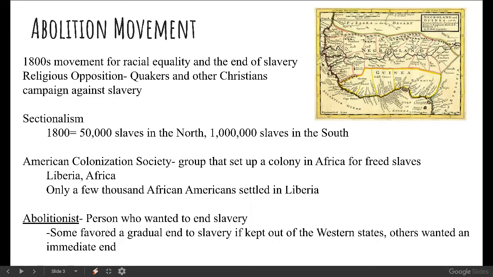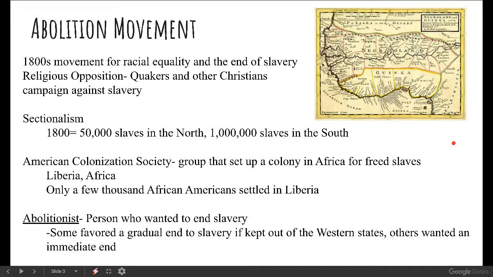We also get an organization called the American Colonization Society, and this is a group that set up a colony in Africa for freed slaves. And that colony is going to be Liberia. Liberia is in West Africa, right about here. And so they set up that colony specific for freed slaves to go and live.